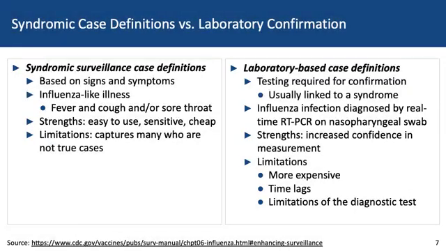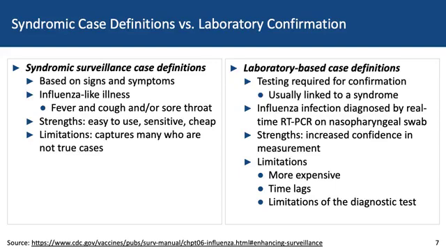We previously mentioned suspect, probable, and confirmed cases. But some surveillance systems use only syndromic case definitions instead of laboratory confirmation for their case definitions. So syndromic surveillance case definitions are those which are based only on signs and symptoms of the patient. As you can imagine, these are more sensitive than specific.